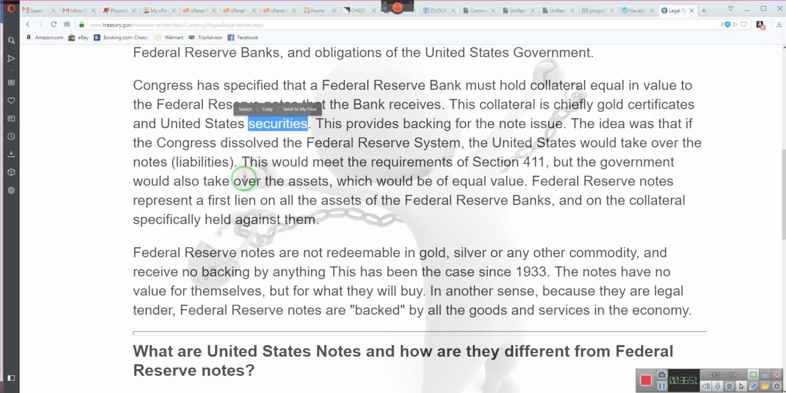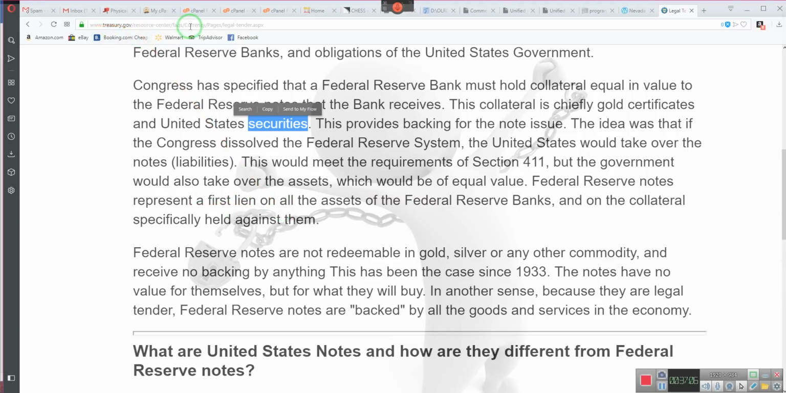Yes, but now they have to credit our account. That's what we're saying in our document. The Federal Reserve notes represent a first lien on all the assets of the Federal Reserve Bank. Federal Reserve notes represent a lien. That's what people have been telling you for years. This is where they're getting it from.